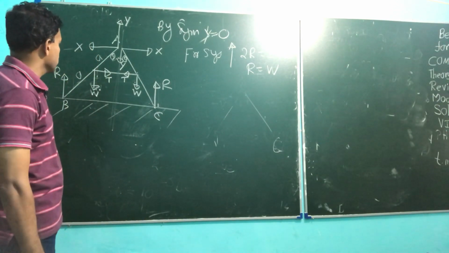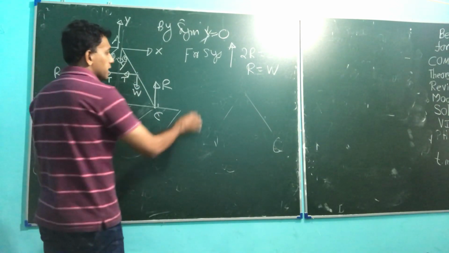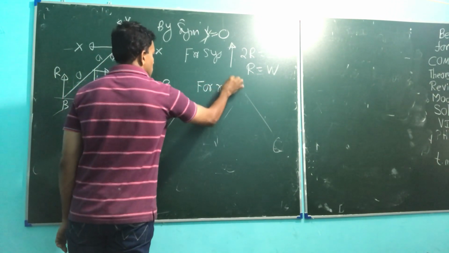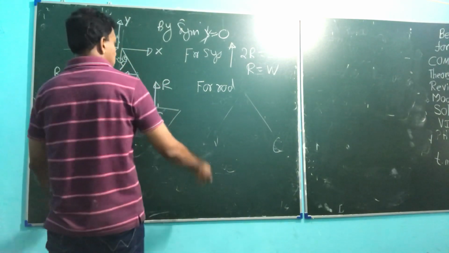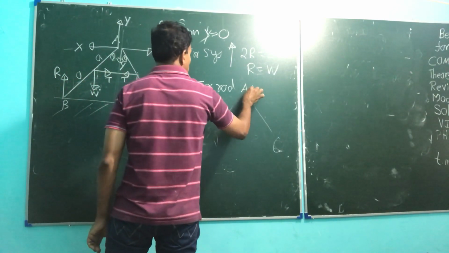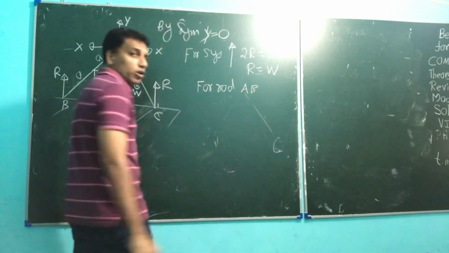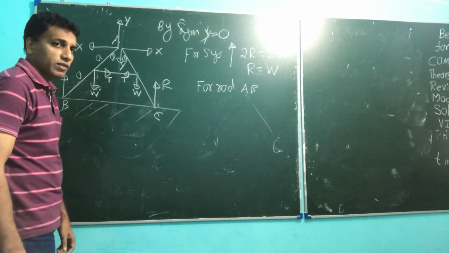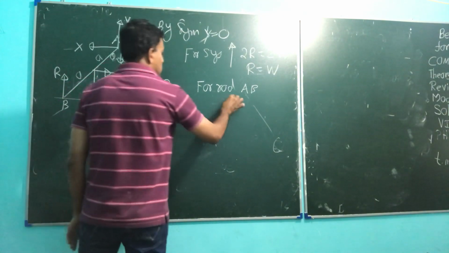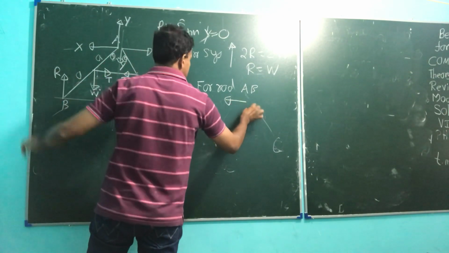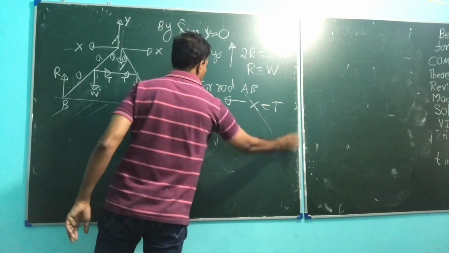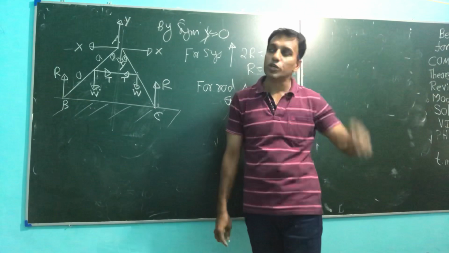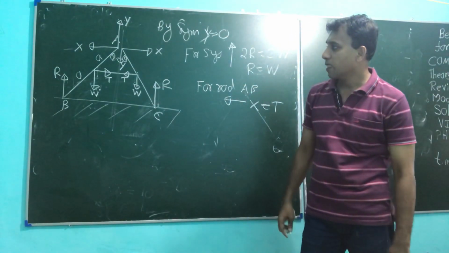So, for rod AB, can I resolve horizontally? Shall we resolve horizontally? This side, X equal to T. X equal to T, see? An important equation, X equal to T. Okay.